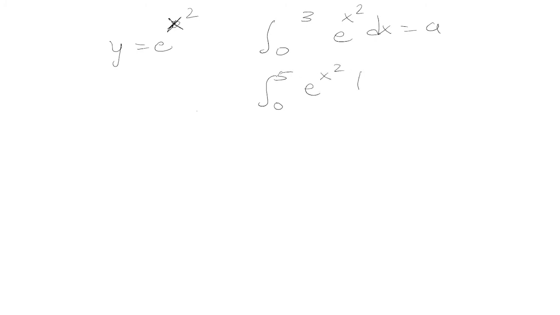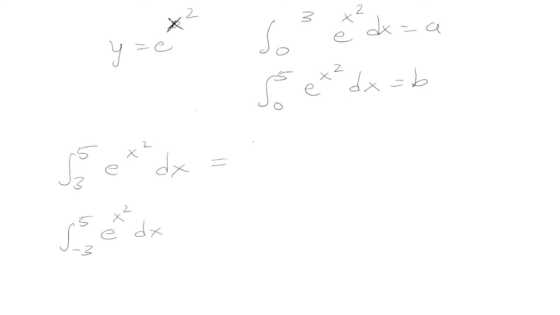Now the graph of y equals e to the x squared is symmetric about the y-axis. If the integral from 0 to 3 of e to the x squared dx is a, and the integral from 0 to 5 of e to the x squared dx is b, we want to find the integral from 3 to 5 of e to the x squared dx, and the integral from negative 3 to 5 of e to the x squared dx.